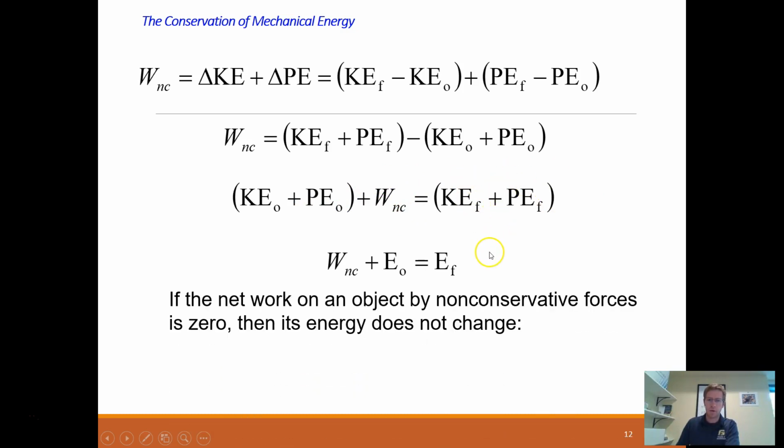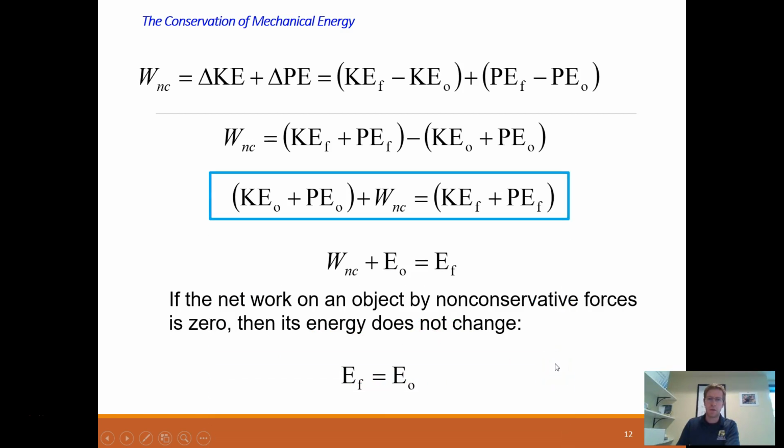All right? So again, this is telling us that whatever energy we start with plus any work done by non-conservative forces gives us whatever energy we end up with. All right, and if you have no work done by non-conservative forces, then energy is conserved, right? Conservation of energy for a closed system. So this formulation of conservation of energy is the one I recommend that you start with, either this writing of it or the one down here, okay?